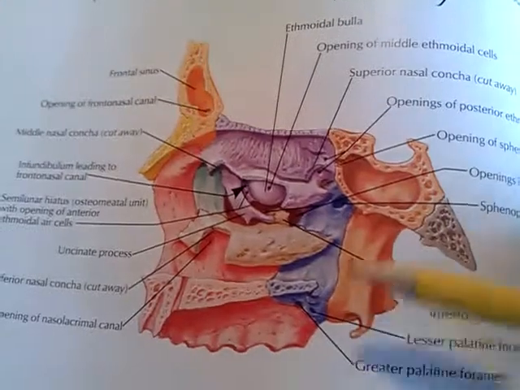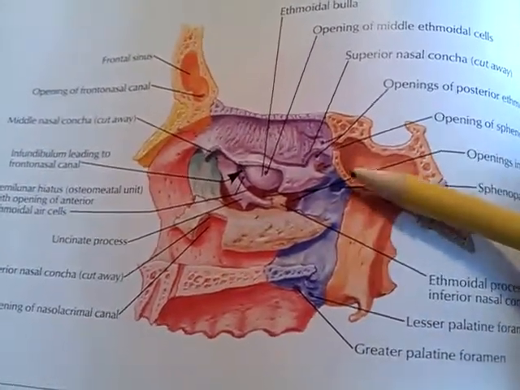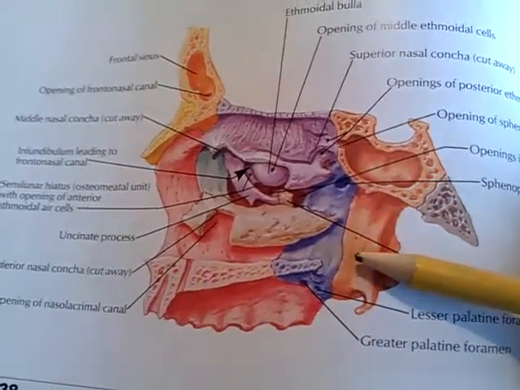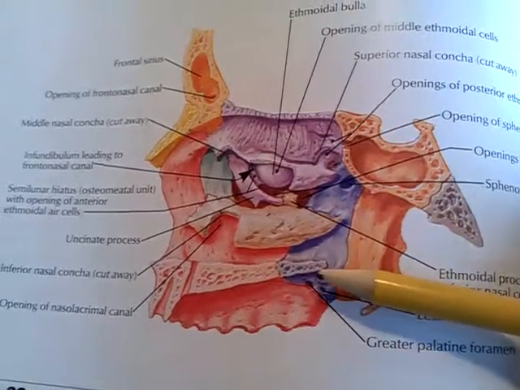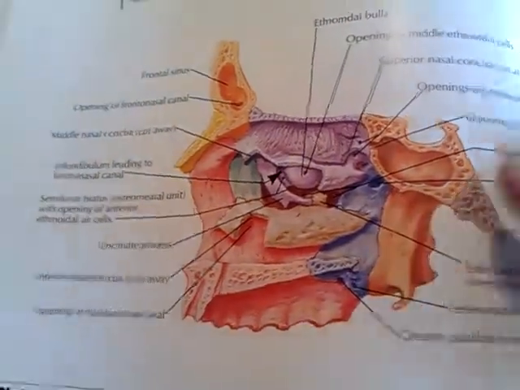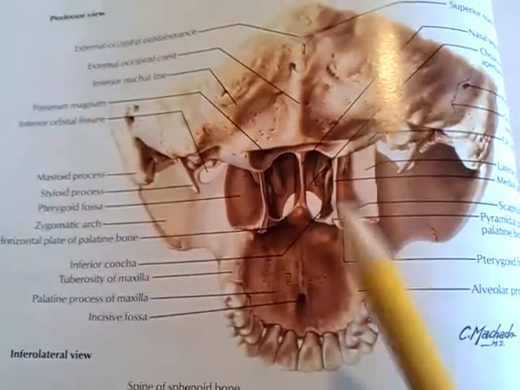The posterior nasal aperture is bordered by the sphenoid bone, the body, and the medial plate of the pterygoid process, and of the palatine bone, the horizontal plate. The posterior nasal aperture, also called choanae, looks like this from behind.